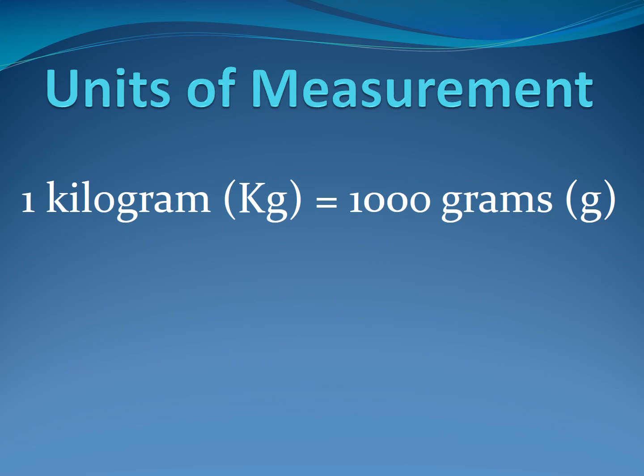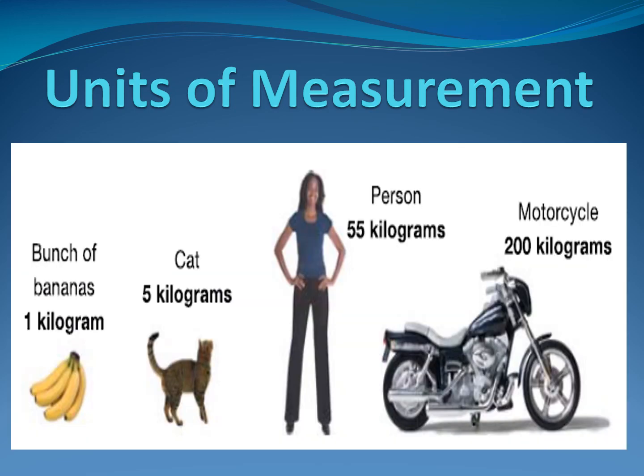Like we said, 1 kilogram is 1,000 grams. Kilo, that's a good prefix. Kilo to remember is 1,000. So here's a visual representation. If you have about 1 kilogram, that would be like a bunch of bananas. 5 kilograms, a little more, like the size of a cat. 55 kilograms could describe a person, and then 200 kilograms describes a motorcycle.